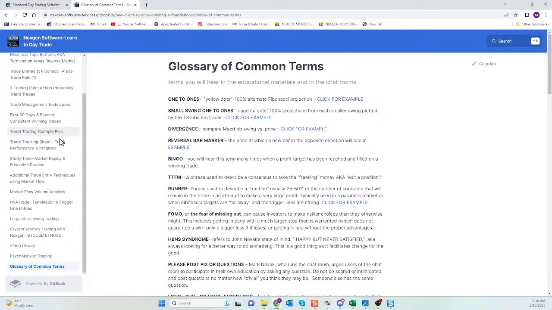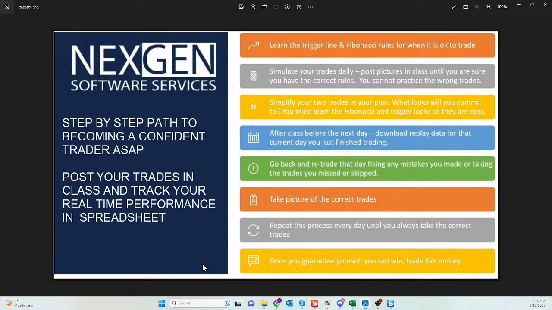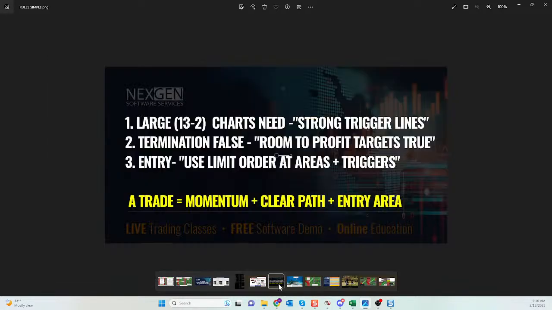So we're going to focus on this high probability trend trade. For the first hour, we're going to talk about the rules. We're going to focus on what I like to call advantages.